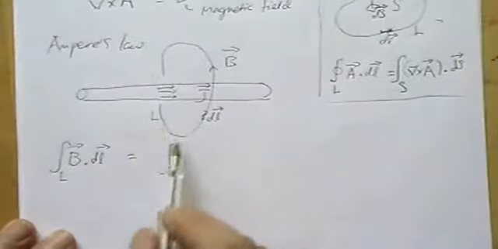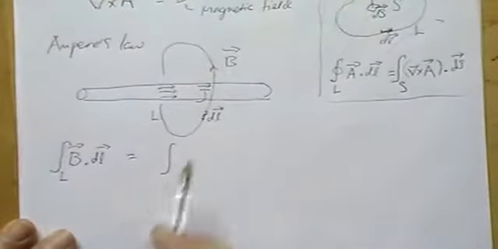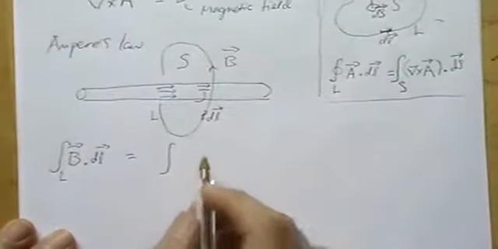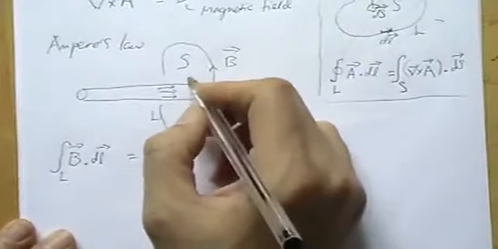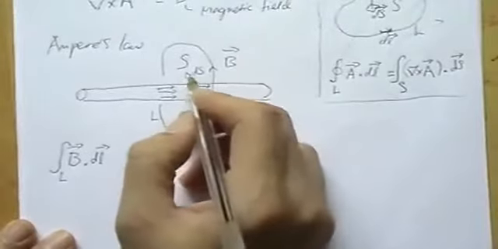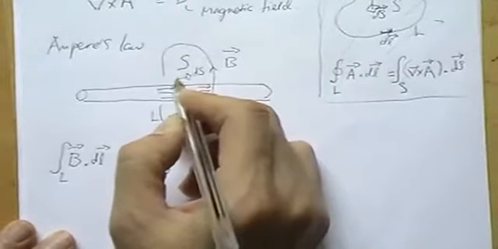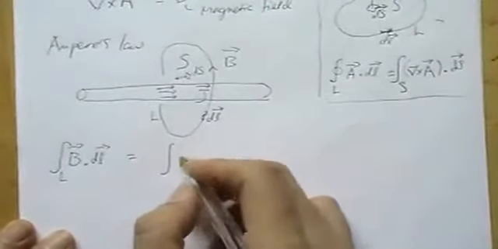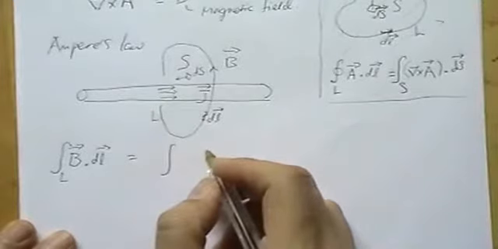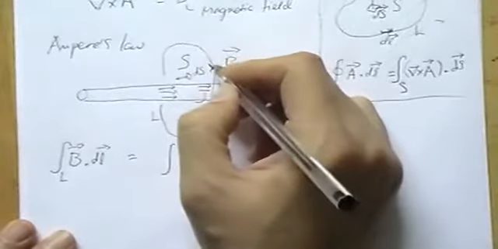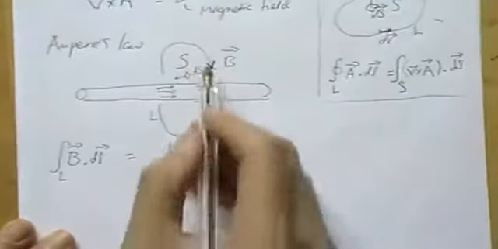Now imagine a surface with this loop as the boundary. Any surface, I'll call it S. And again, imagine a little area here, ds, with a direction normal to that area. Let me just correct that. The field should be in that direction. That's the right-hand thumb rule, isn't it?